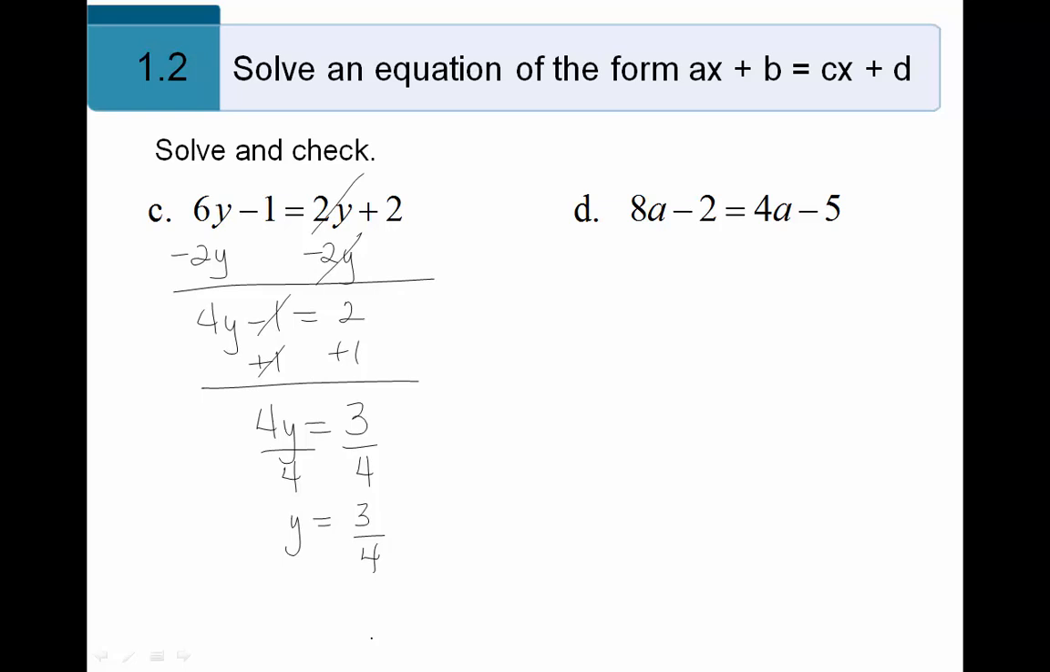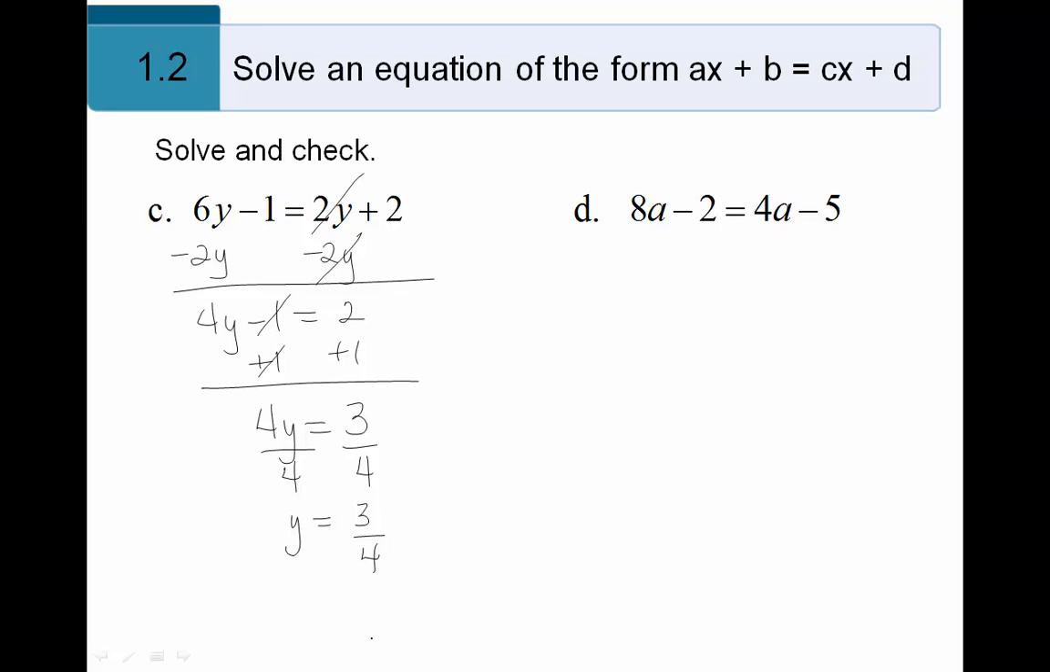Moving to equation D. Step 1, remove grouping symbols, combine like terms. Equation D has no grouping symbols, nor are there any like terms on the same side of the equation. So let's move on to steps 2 and 3. Variable on one side, number on the other.